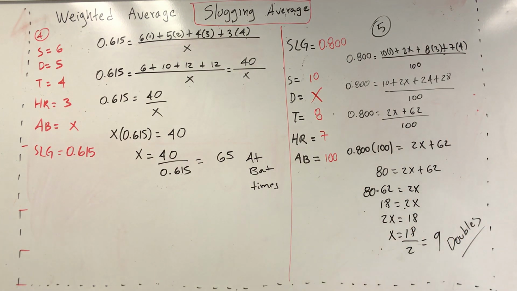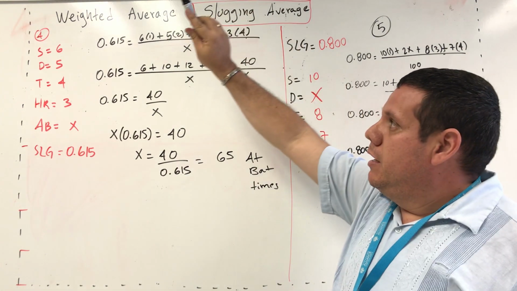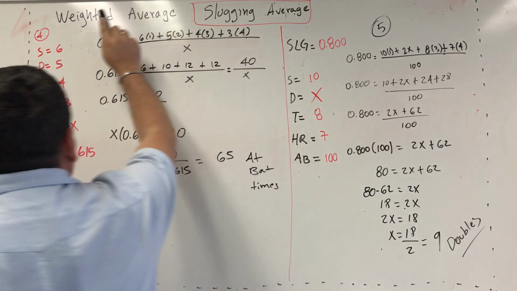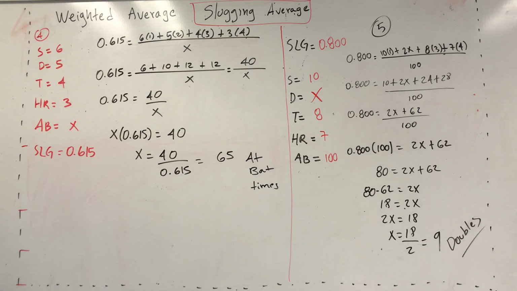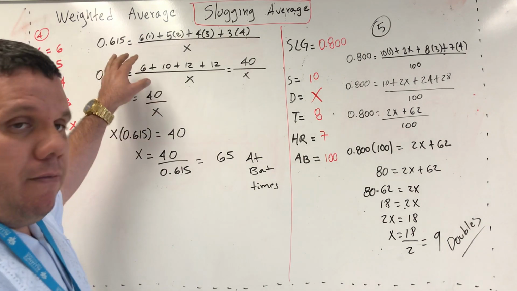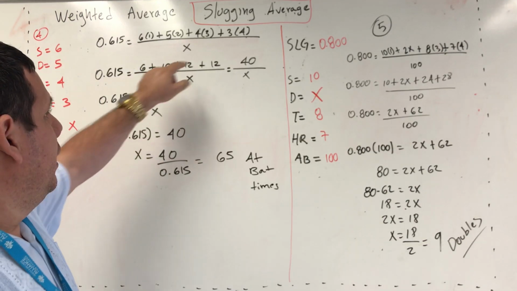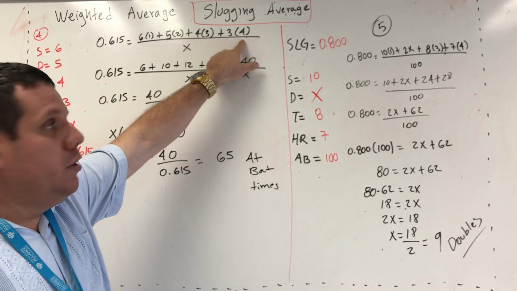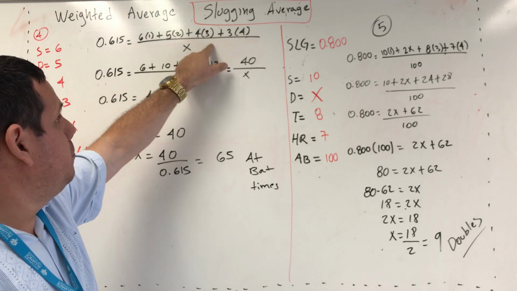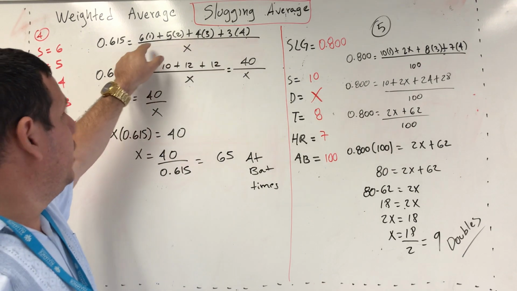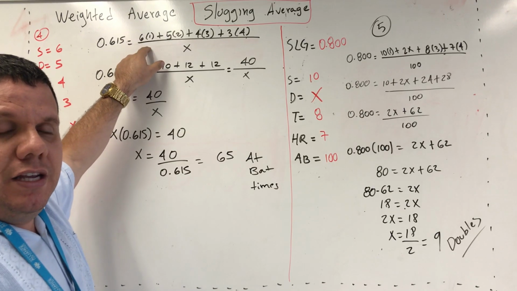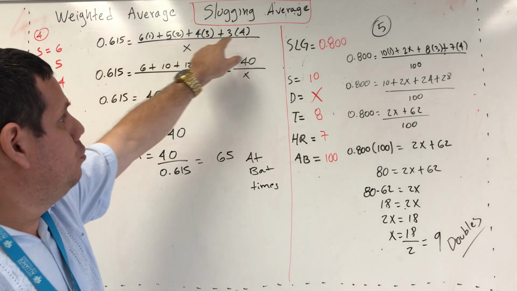Remember that the topic is slugging average, and it goes with the topic weighted average. As you can see, we're getting an average based on a value or a weight. A home run is more important than a triple. A triple is better than a double, and a double is better than a single. So you can see they will give you more points for the home run.